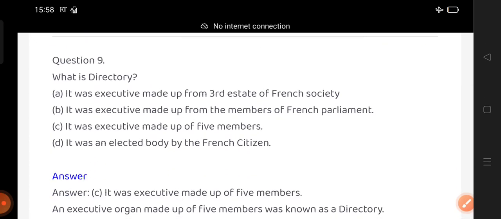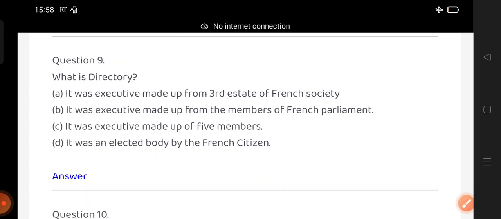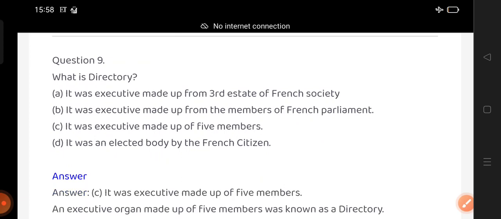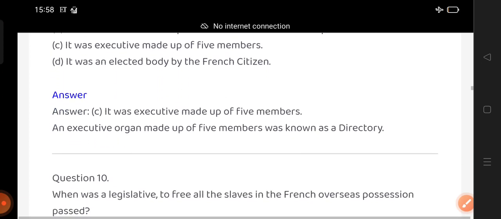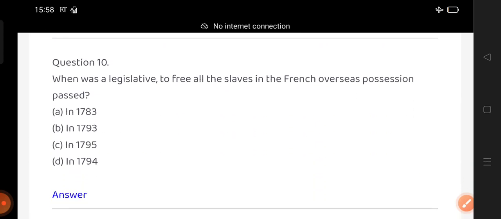Question number 9. What is the Directory? You already know. Counting begins. 1, 2, 3, 4. The answer was already displayed. It was an executive made of 5 members. Now let's move to question number 10.